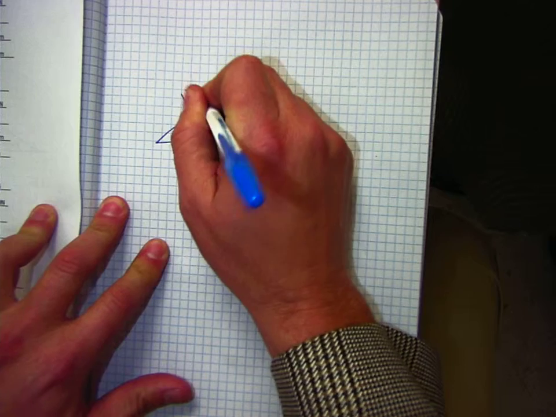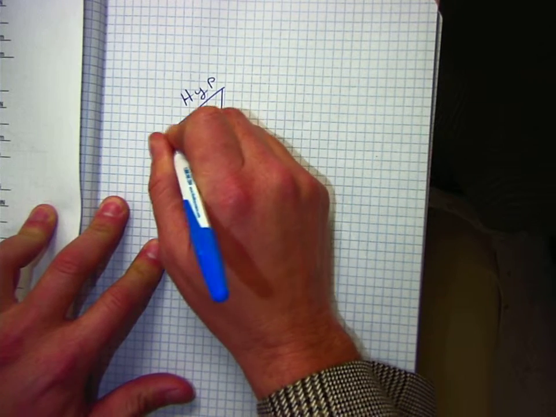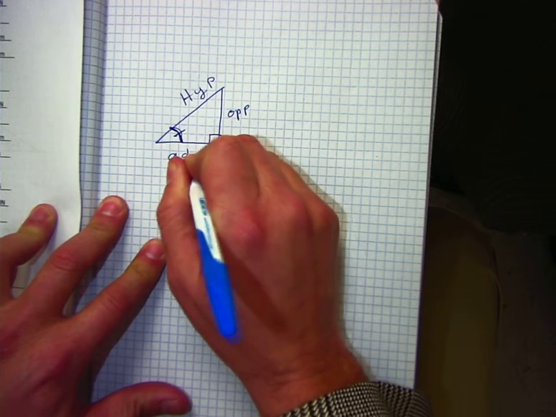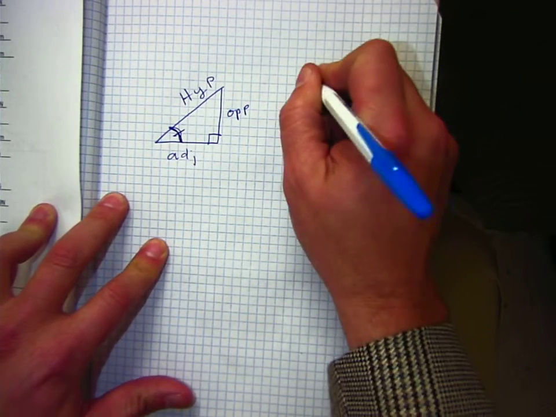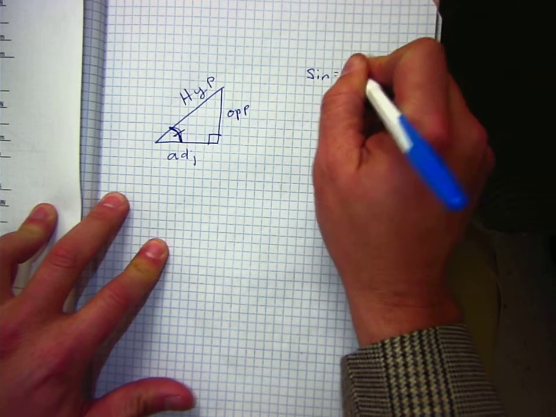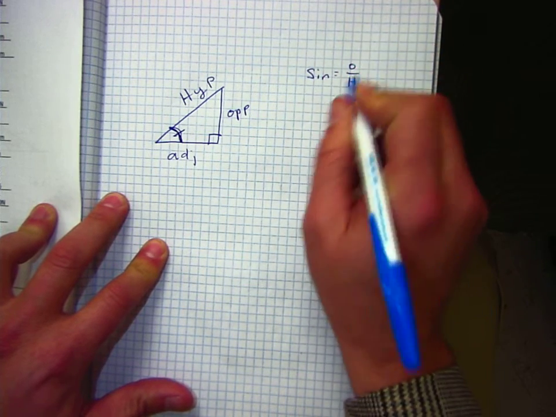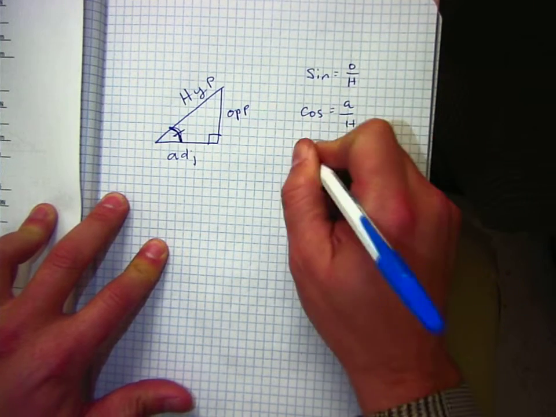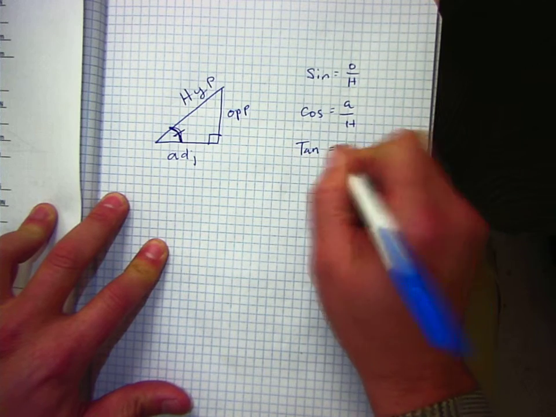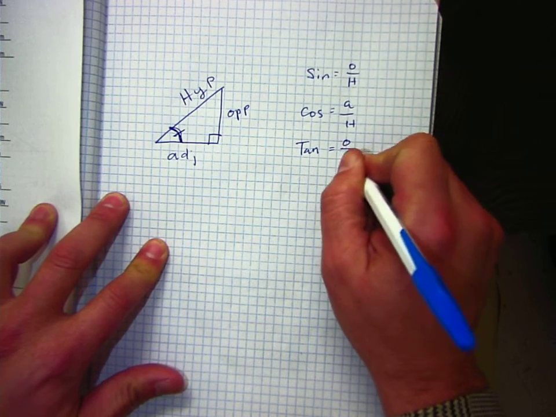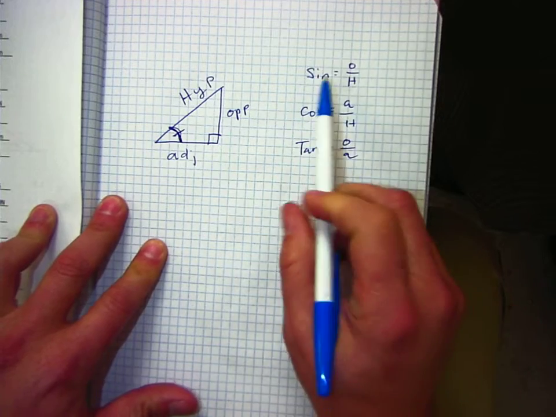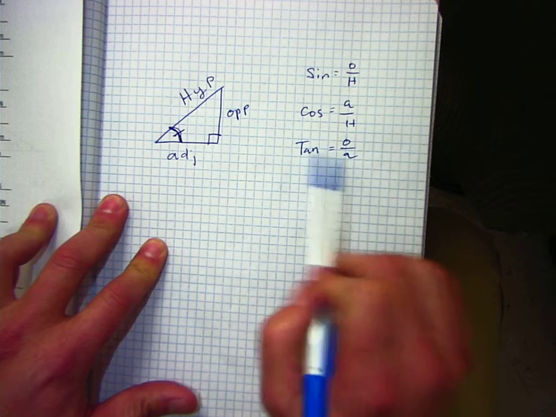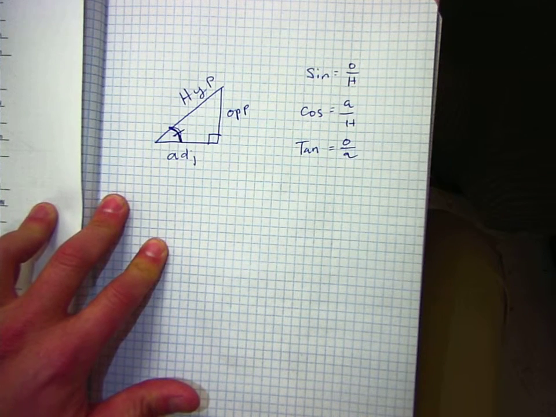This is the hypotenuse. If we're talking about this angle right here, this one would be opposite of it, and that one is adjacent to it. Our functions are sine is the opposite over the hypotenuse, cosine is the adjacent over the hypotenuse, and the tangent is the opposite over the adjacent. You'll hear people say SOH CAH TOA as a mnemonic device to remember it.